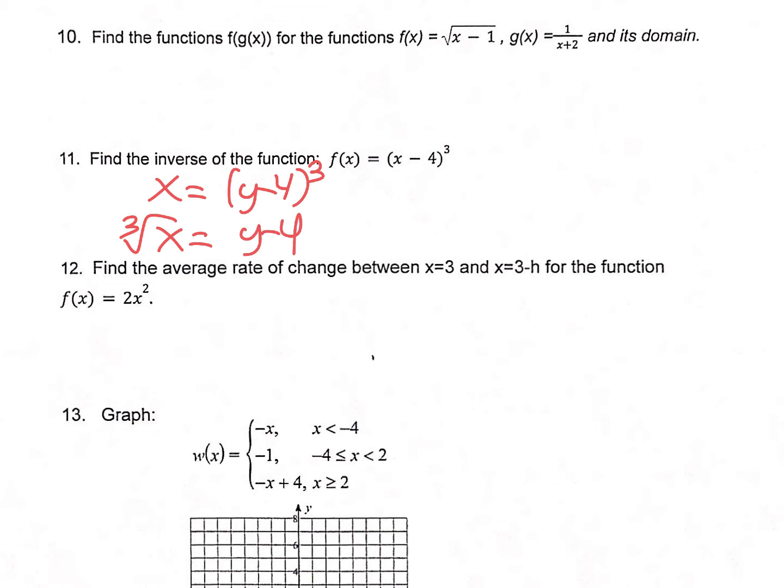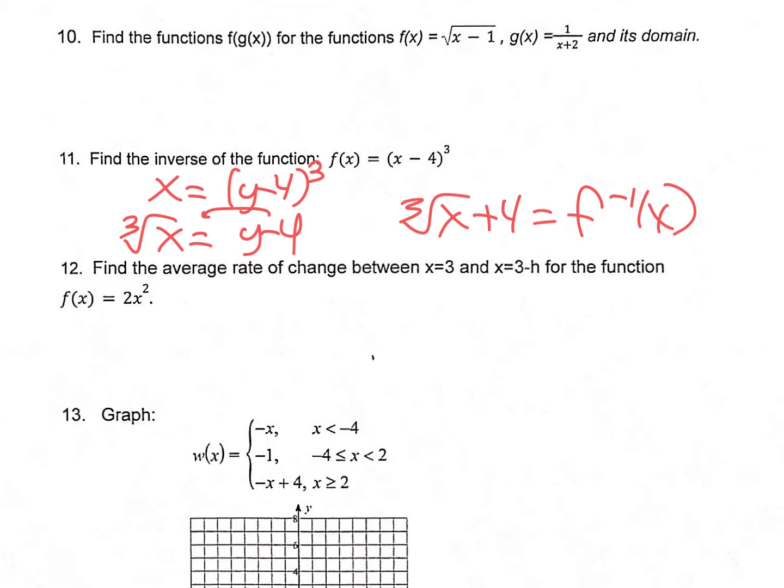Now I have to get the y by itself, so the 4 has to go. By the way, if that had been a square root in that problem, I'd have to put a plus or minus in front of the radical, but it wasn't. So I'm putting in the plus 4. And remember at the end, put your inverse of f symbol instead of just a y.